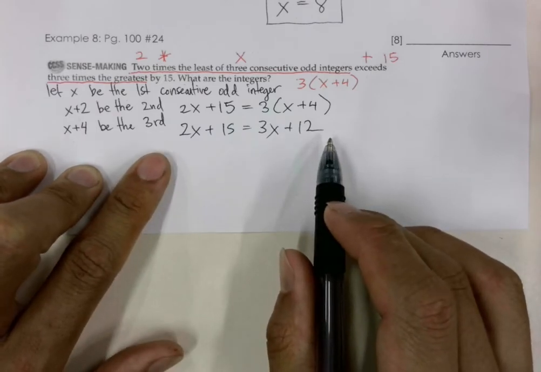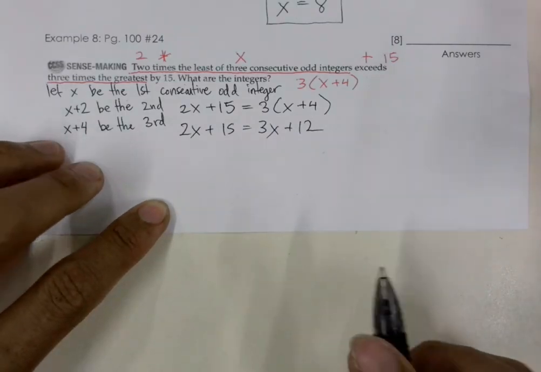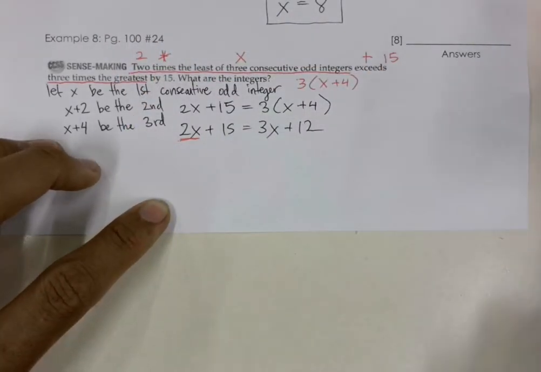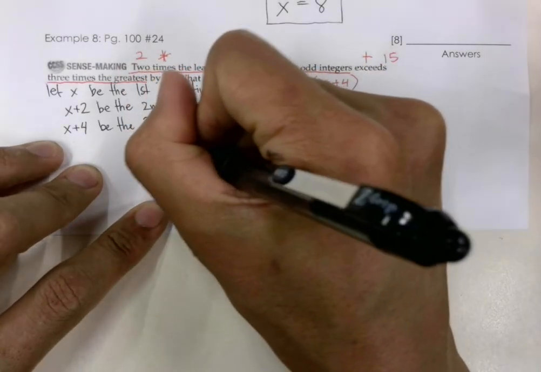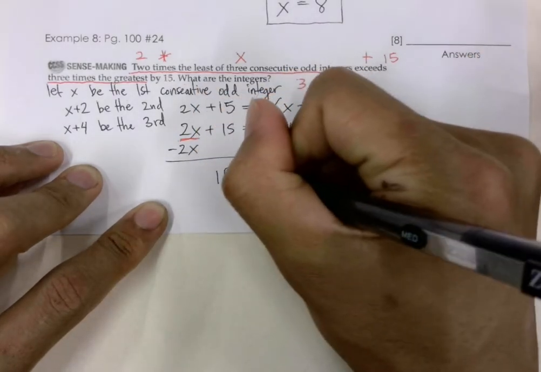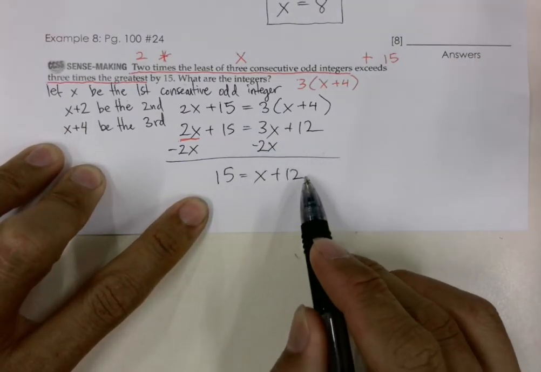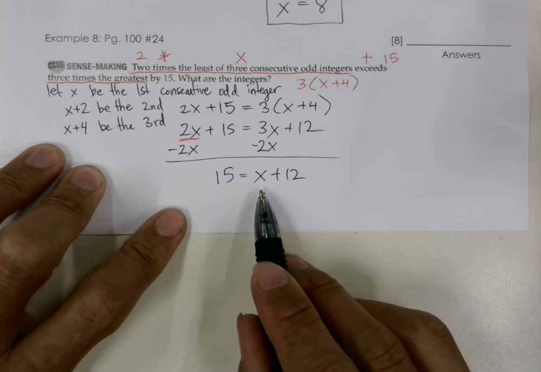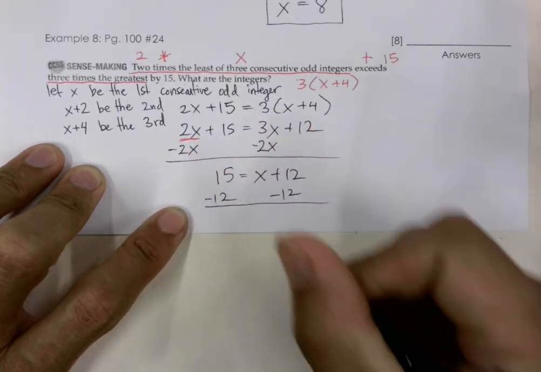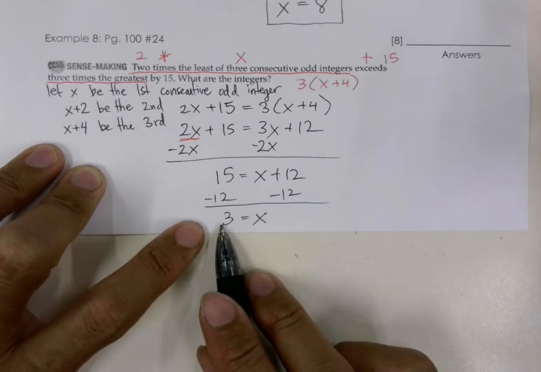From here, we need to move the variables onto one side of the equal sign and the constants onto the other. So let's start by moving this 2x to the other side of the equal sign. That's minus 2x from both sides. And we'll be left with 15 is equal to x plus 12. Now we need to move the 12 to the other side to isolate the variable. It's minus 12 on both sides. And that's going to leave us with 3 is equal to x, or x is equal to 3.